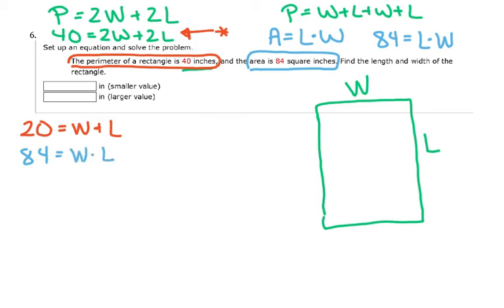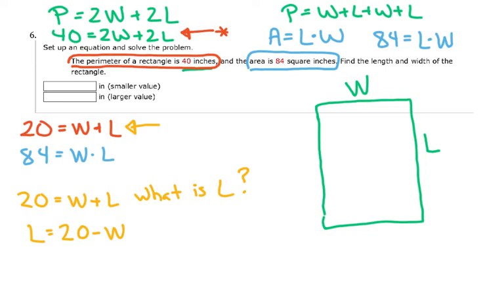So what are we going to do? We want to find the width and the length. Well, we have two equations here. The easiest thing to do is to use this equation: if 20 equals W plus L, then what is L? Well, isn't L going to be 20 minus W? I just subtracted W from both sides. And yes, I changed the order.